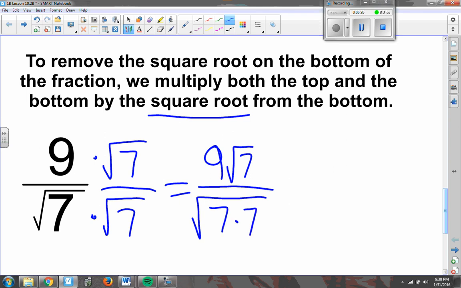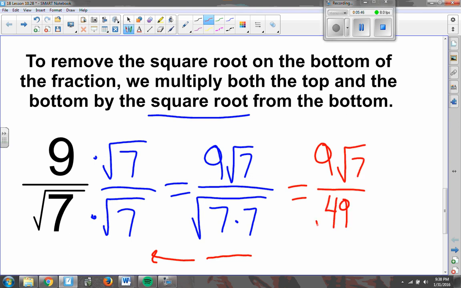Now this is kind of like the opposite of what we've been doing before. We've been going from one big square root here and splitting it up. But now I'm going to put them together so that I can say, well, that bottom is really just the square root of 49. Square root of 49. So this is 9 square root of 7 over square root of 49. But we know square root of 49 is 7. Right? We know it's 7.